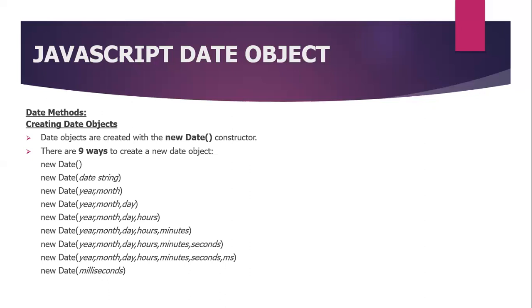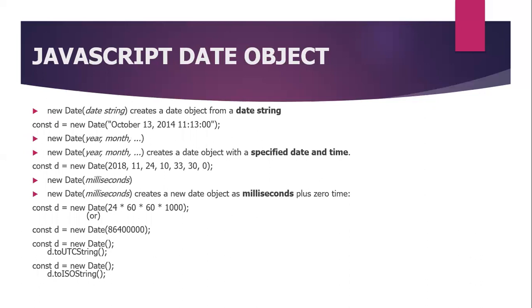Even milliseconds can be used. The entire time can be displayed as milliseconds, with new Date and milliseconds within the brackets. So based upon the use in the web page, there are a variety of ways we can create date objects. Here is an example for each type. New Date with a date string: I'm assigning the value October 13, 2014 with the corresponding time. This will be the initial value, and we can change the values further in the program.